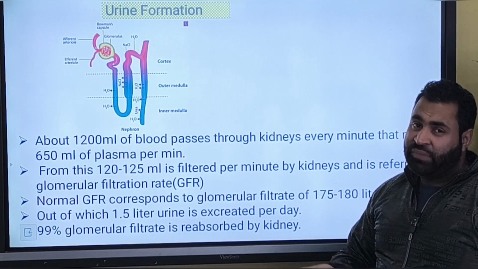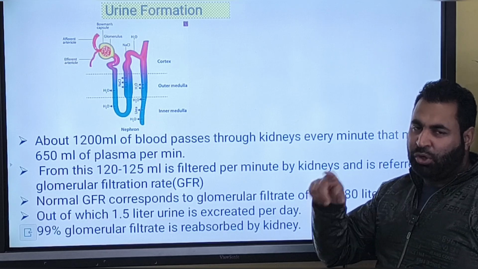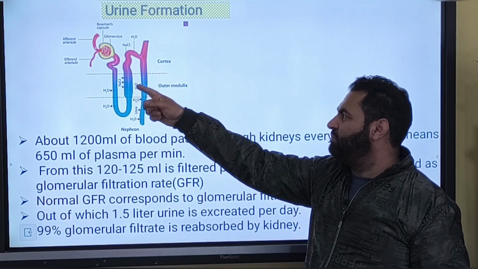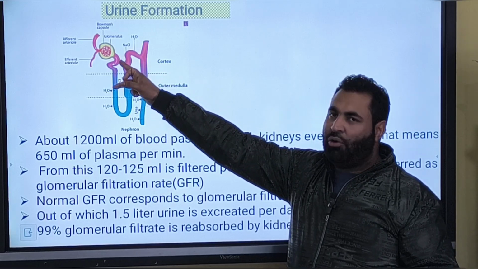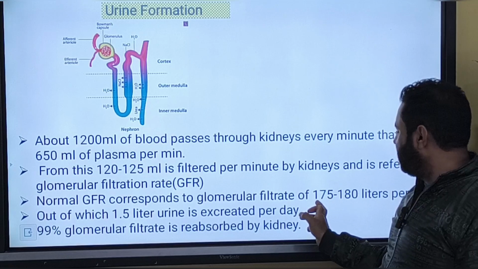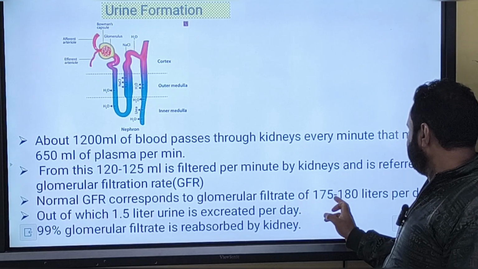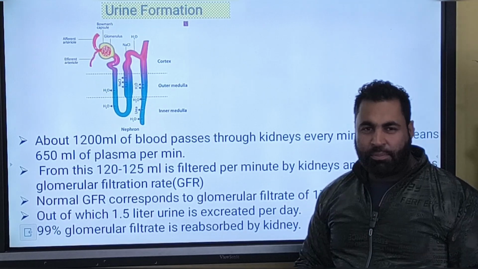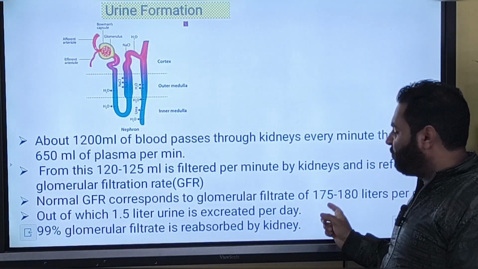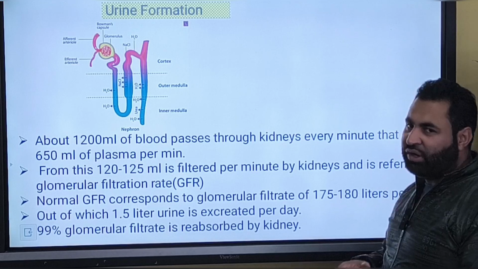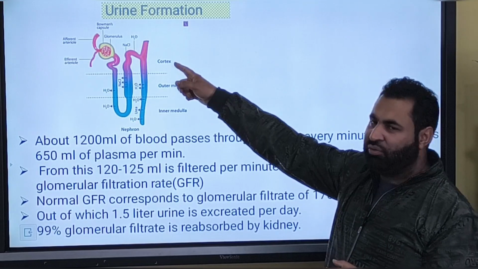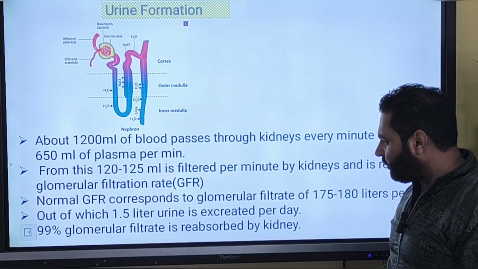What does that mean? That means blood is continuously flowing. It is filtered multiple times, passed through our nephrons, to get this much filtrate, the GFR filtrate volume of 175 to 180 liters. Most of us are 70 or 80 kgs, so this volume is bigger. That means multiple times blood goes into our kidney and is filtered.